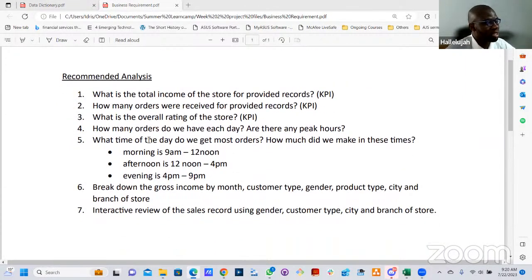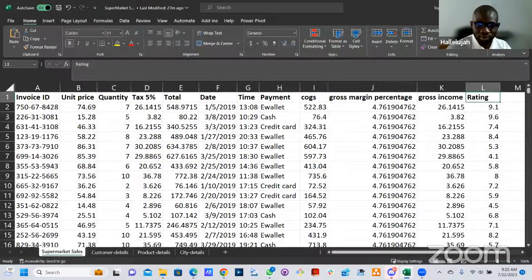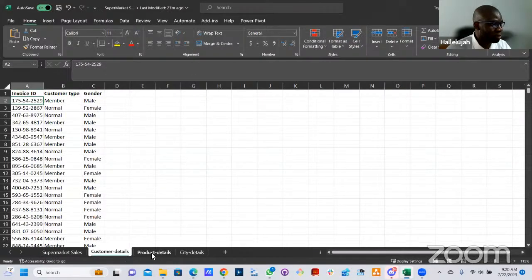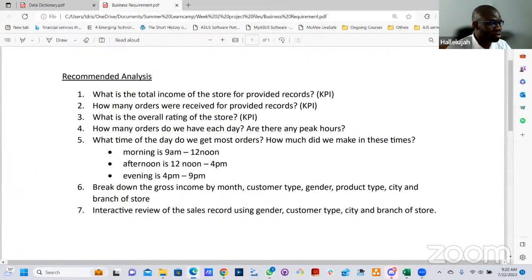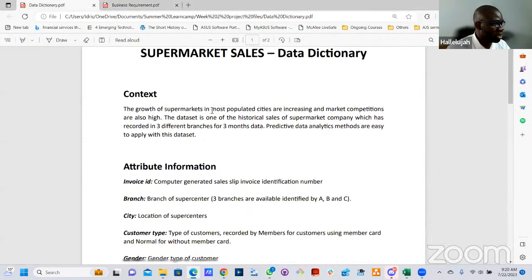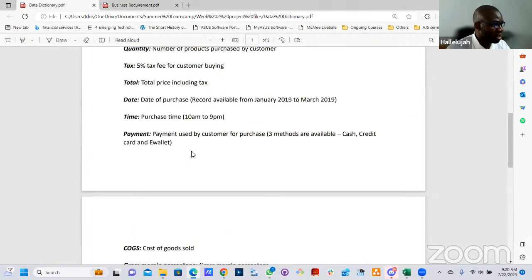So once you are done with this, I want you to break down the gross income by month, similar to what we did in the last class. Again, there is no month in our table, right? So how do you get month from the data you have? Over to you. I want to see how many orders we have for January, for February, and so on.